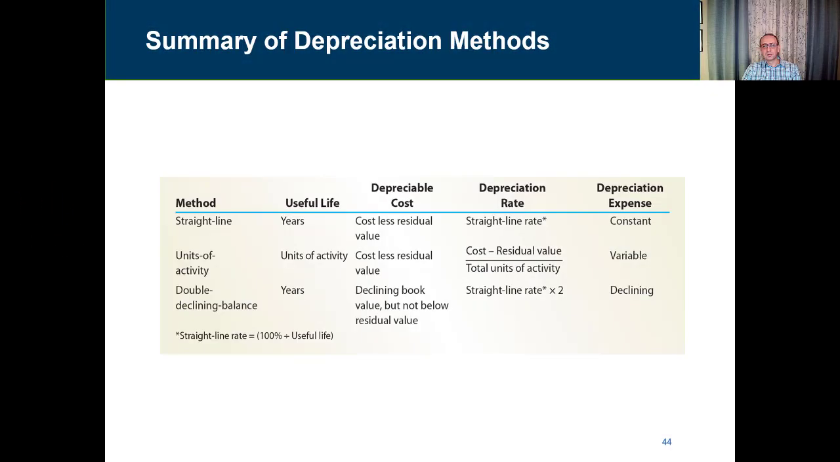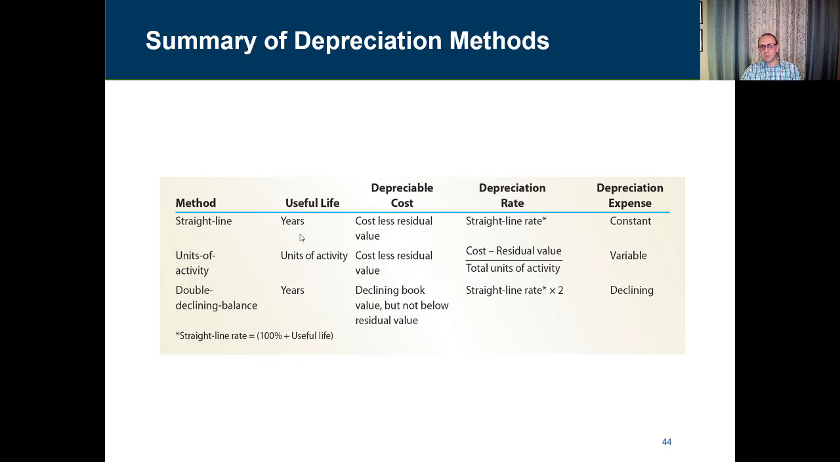So in the previous video, we covered the three different methods of depreciation. This slide here summarizes these depreciation methods and provides some kind of comparison. So as you can see here, we have the three methods: the straight line, the units of activity, or sometimes we call it the units of production method, and the double declining balance method.